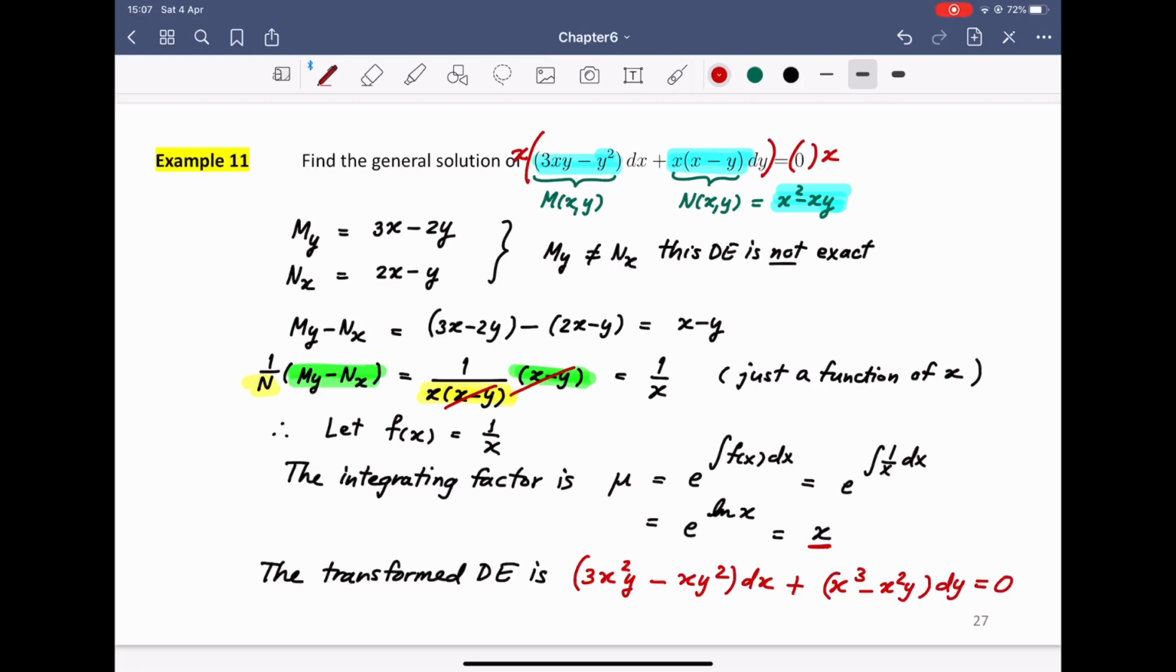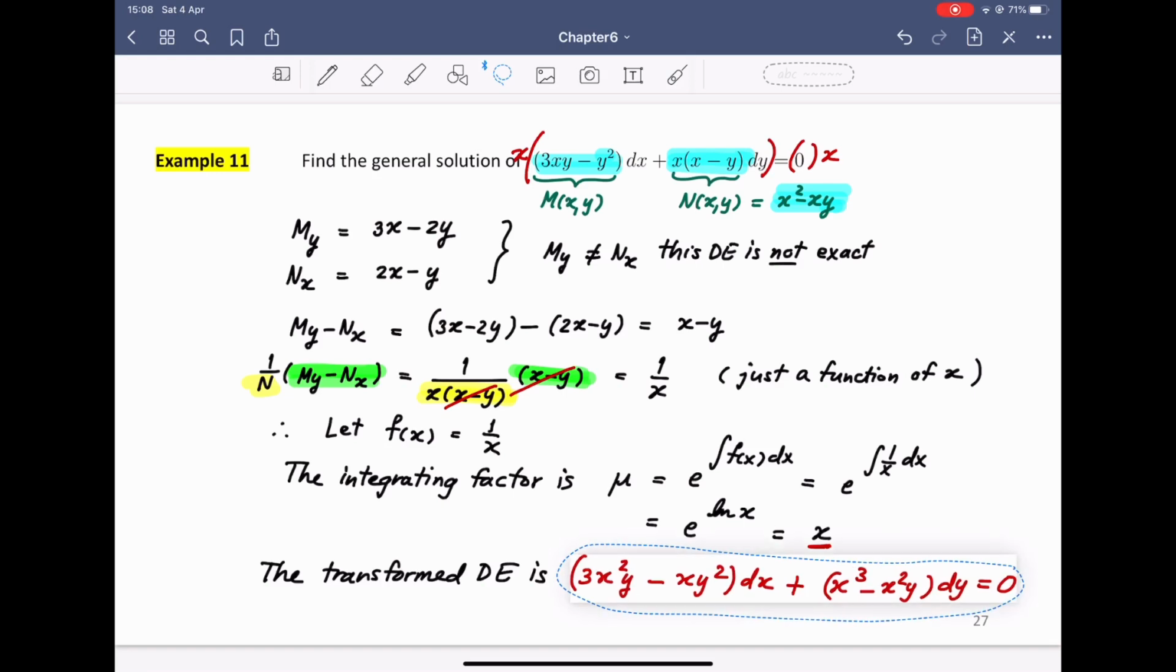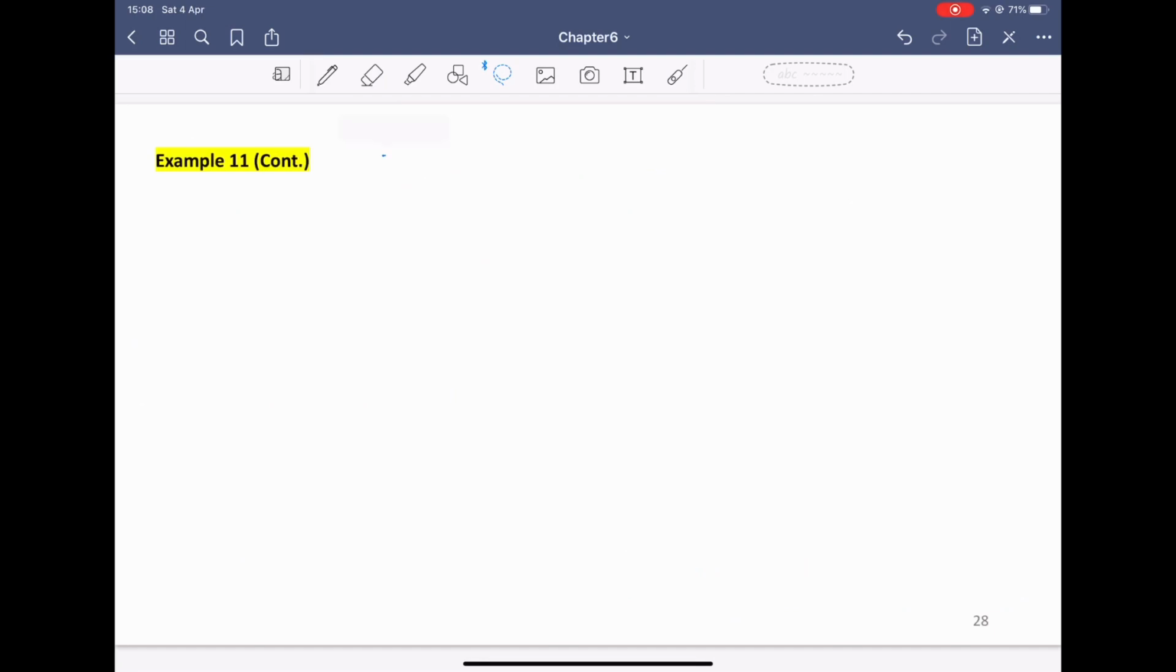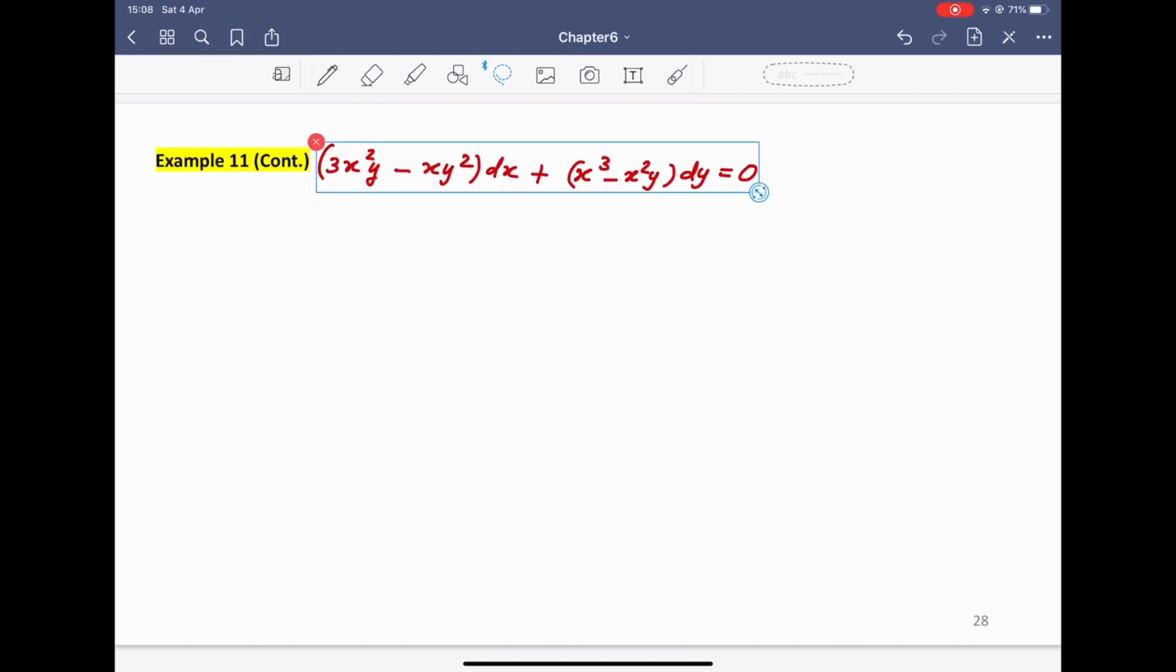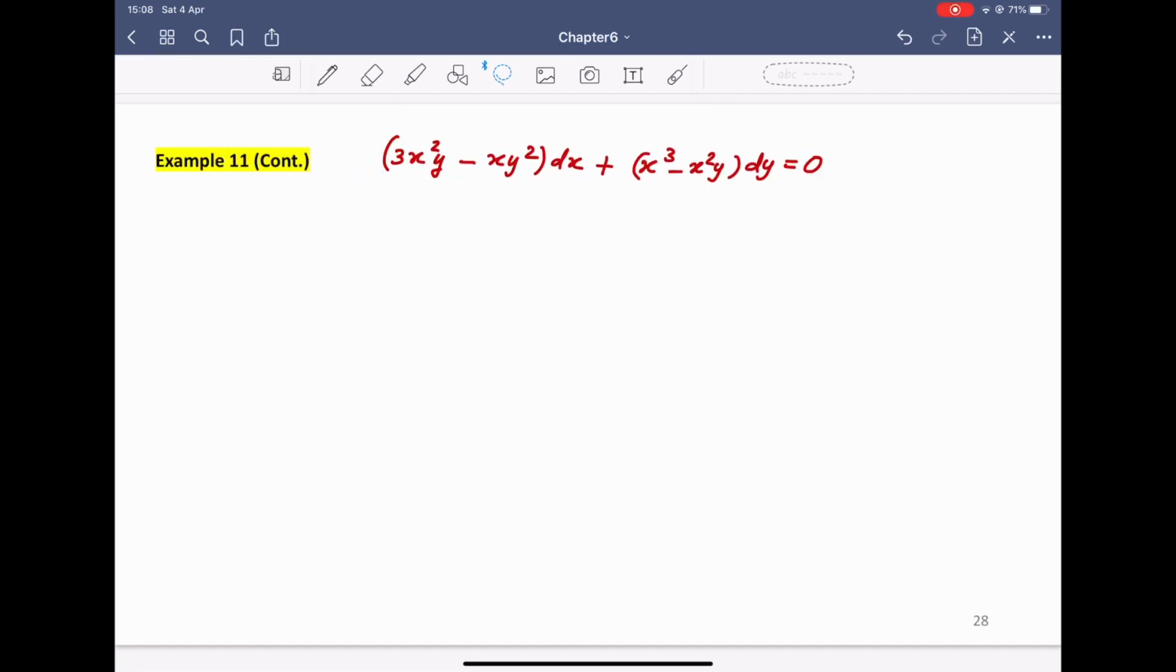Well, this is the transformed differential equation. Now let me copy this differential equation to the next page. So copy, and then here we go. So now we are going to solve this differential equation. Let's start by again setting this thing to be M(x,y) and this thing to be N(x,y), just to make sure that this is an exact differential equation.